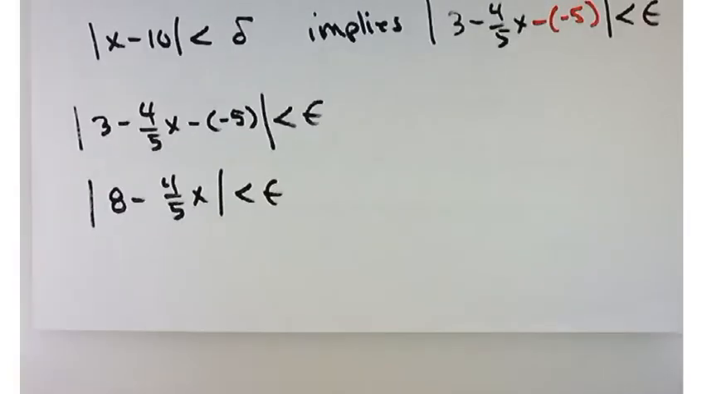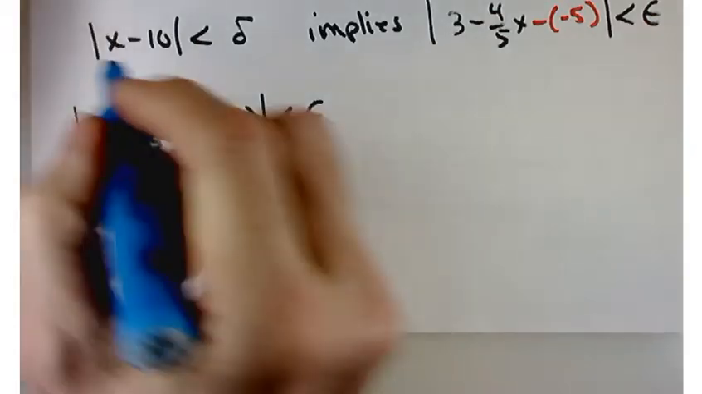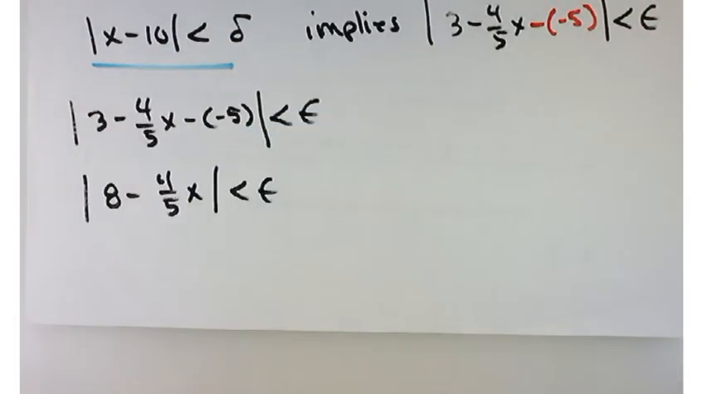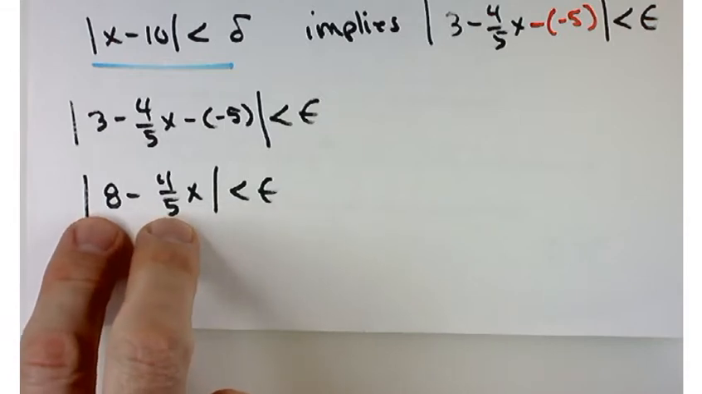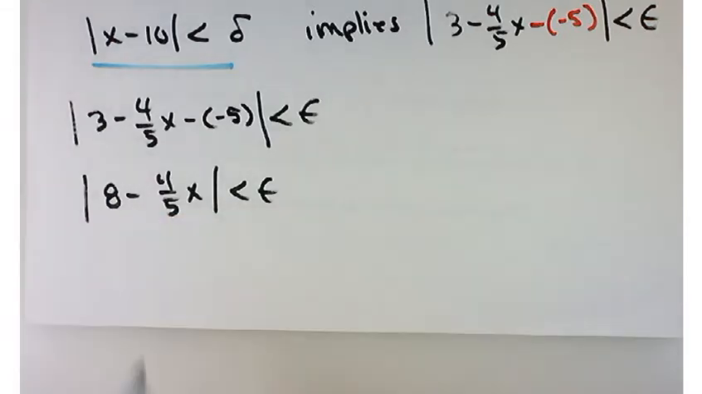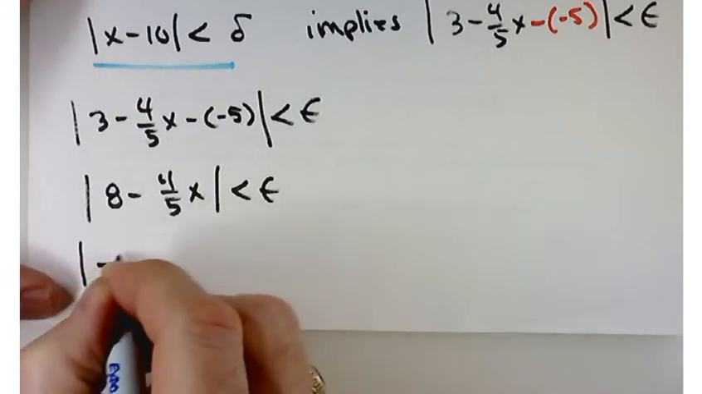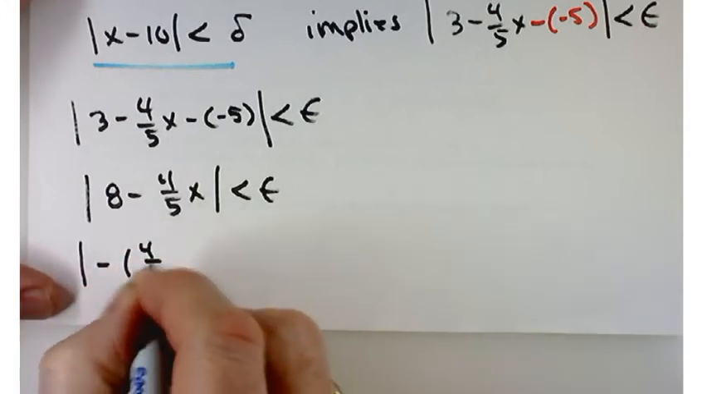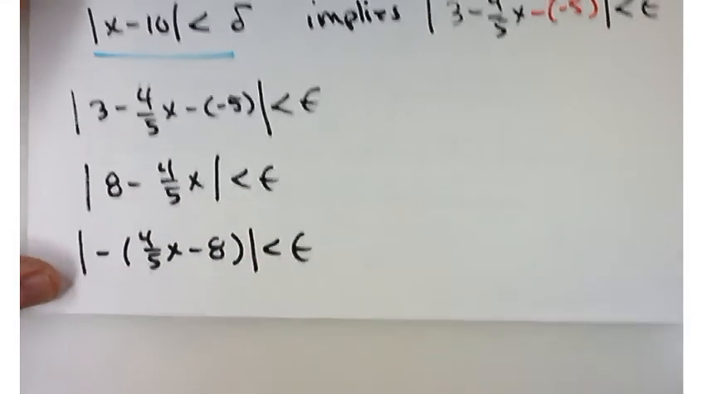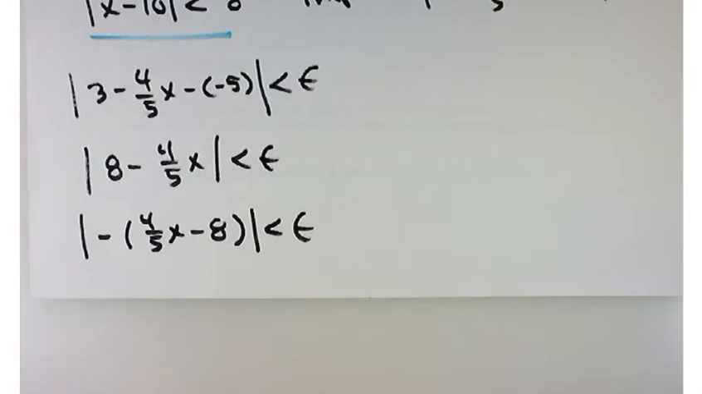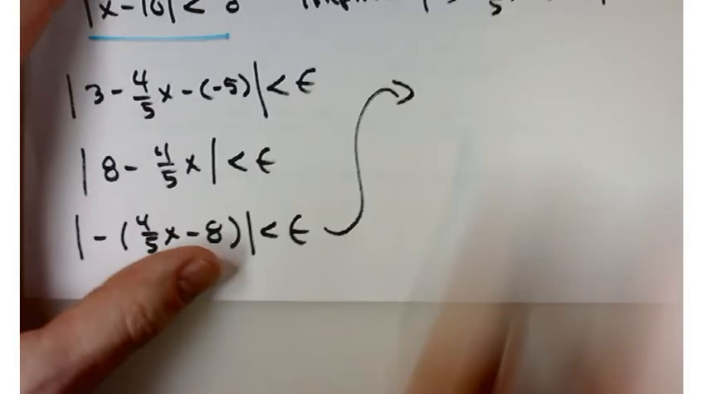Okay. Now, eventually my goal is I want to make this look kind of like this. All right? That's what I want. I want to get that x minus 10 on the left-hand side. So let me change things around, at least in terms of the order on the inside. And to do that, I'll factor out a negative. So it's |negative of 4/5 x minus 8| is less than epsilon. Okay. Getting better. But let me keep going.